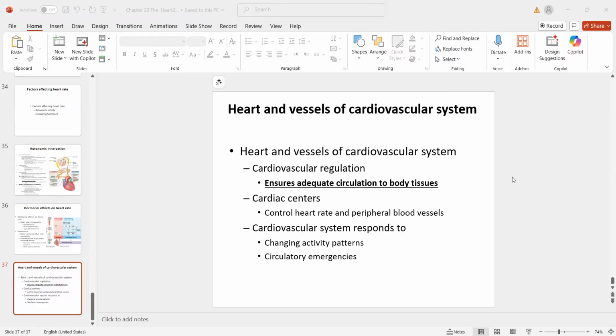The purpose of cardiovascular regulation is to maintain adequate blood flow to all body tissues. The heart cannot do this by itself, and it doesn't work in isolation. So the cardiac centers adjust not only the heart rate, but also the diameters of peripheral blood vessels. These adjustments work together to keep the blood pressure within normal limits and to maintain circulation to vital tissues and organs, in the cardiovascular responses to changing activities and circulatory emergencies.